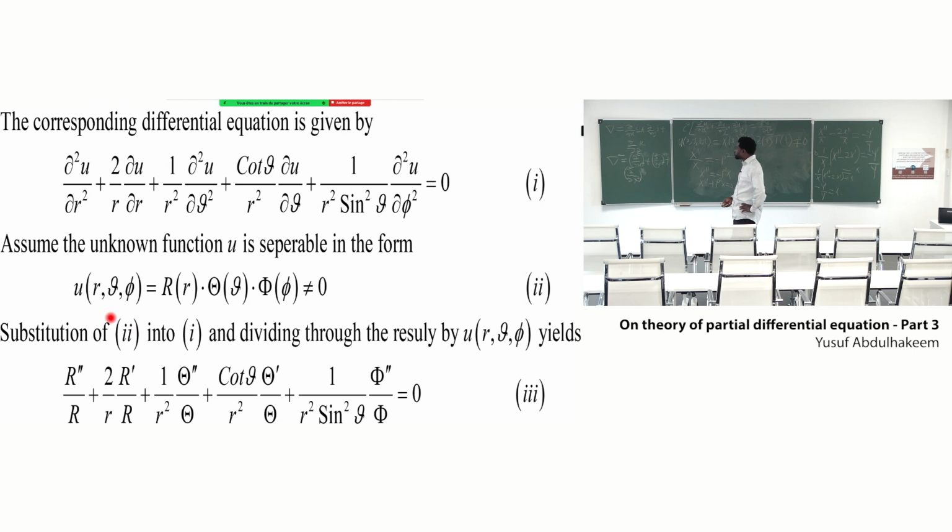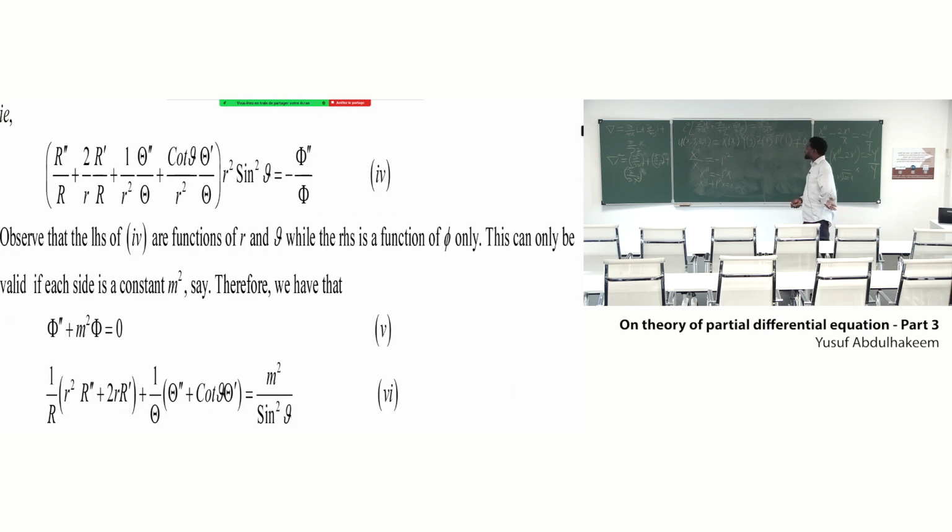By the time we divide through by u of R, comma theta, comma phi, this is what we are going to have there. We see that this cannot be equal to 0, but rather can only be equal to a particular constant. Now if we look at it very well, we see that all these ones here depend on R and theta, while this one only depends on phi. So we can now separate them from here.